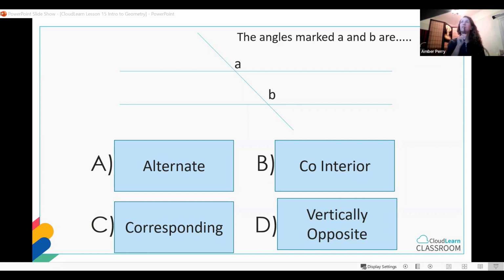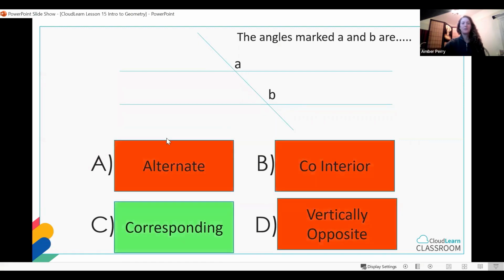Oh, someone's gone straight in with the correct answer there. Well done. Very good. So we have got corresponding angles. I know that you know that one because you're getting those correct. They are both on the same side and they make that F shape. If you imagine highlighting around those angles, they would create an F shape.